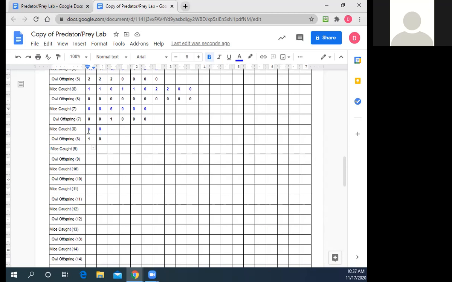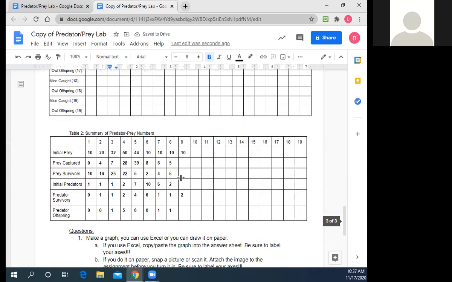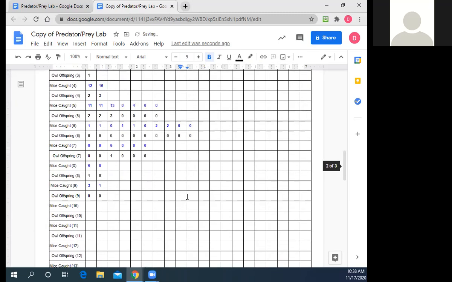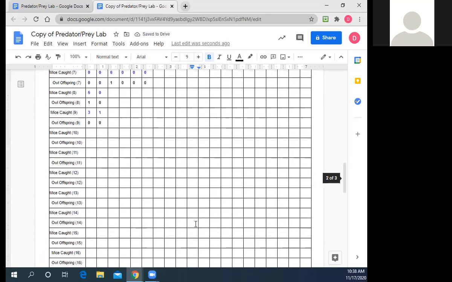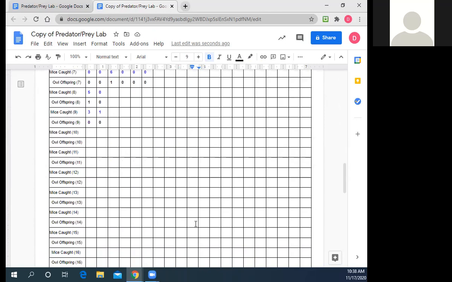There's 10. And once again, we have 2 owls. Owl 1, 3. Owl 2, 1. No babies, so we keep 2 owls. Prey captured is 4. Prey survivor is 6, which means we're going to start with 12. Initial predators, I put in the wrong spot, but both of them survived, but neither of them had any offspring. Means we still have 2 predators. So let's add 6 beads and let's do generation 10.